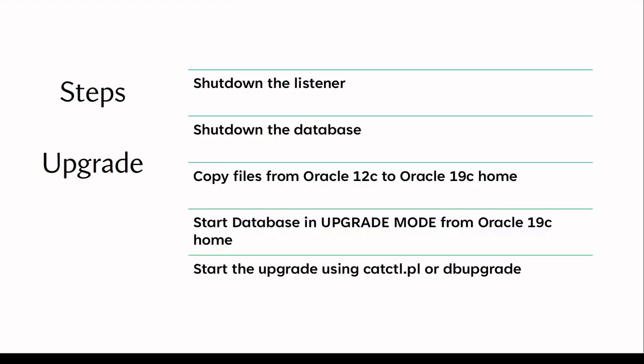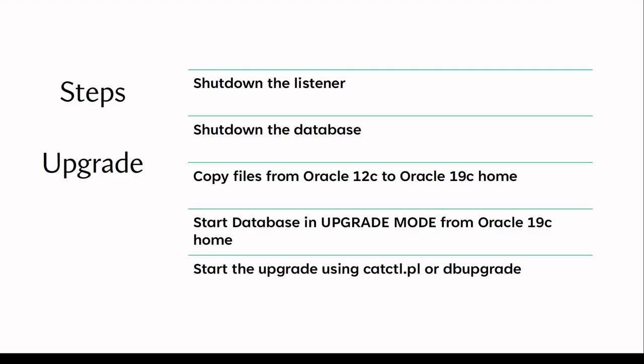Once we have run the pre-upgrade jar, we need to shut down the listener, then shut down the database, then copy the files from Oracle 12c Home to Oracle 19c Home. These are the init files, password file, listener.ora file, and sqlnet.ora file. All of these files will be copied from Oracle 12c to 19c Home. Once that is done, we will start the database in upgrade mode from Oracle 19c Home. That is very important. We need to start the database in upgrade mode from Oracle 19c Home.